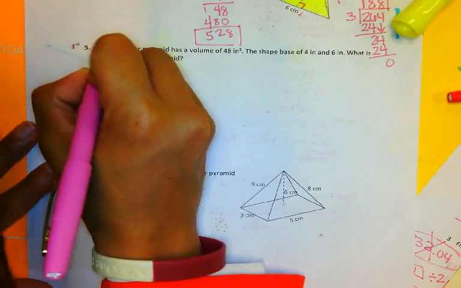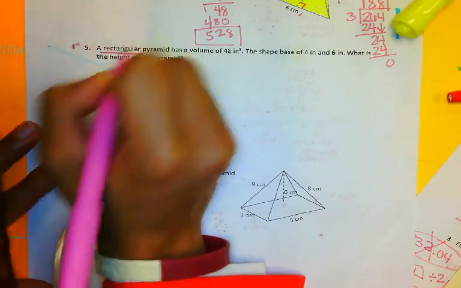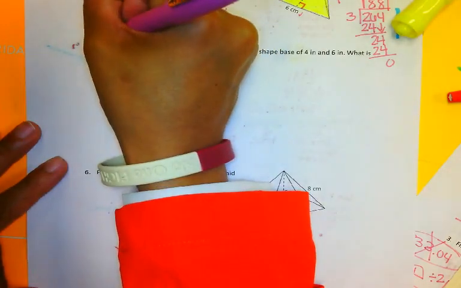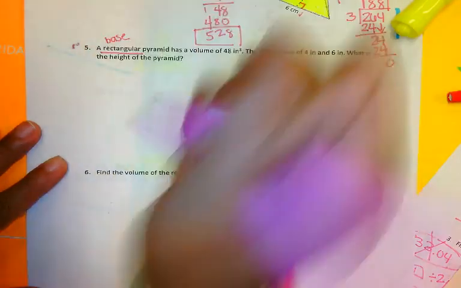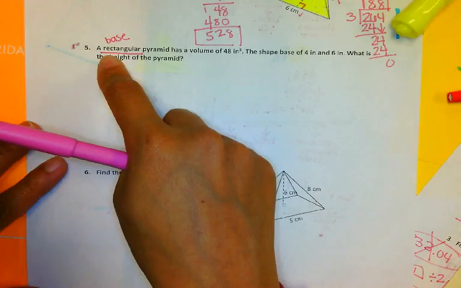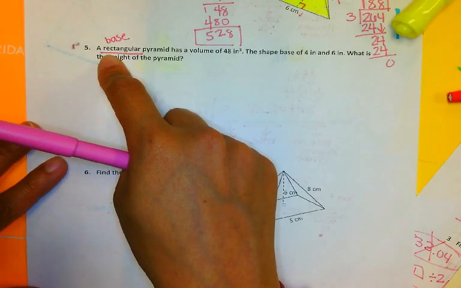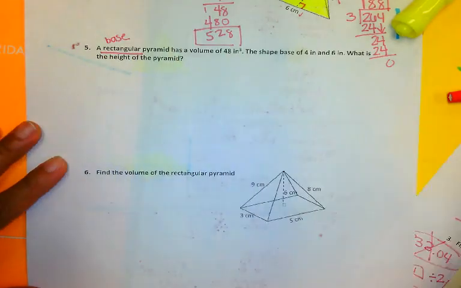We have a rectangular pyramid. So rectangular tells me what? That's my base. Does rectangle tell me to do anything else? Multiply, divide, add, subtract? No. We don't have to do anything because if you look here for a rectangle, we're just doing base times height. We don't have to divide by anything.